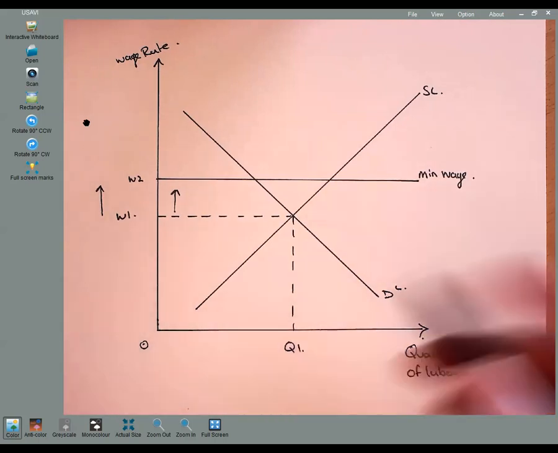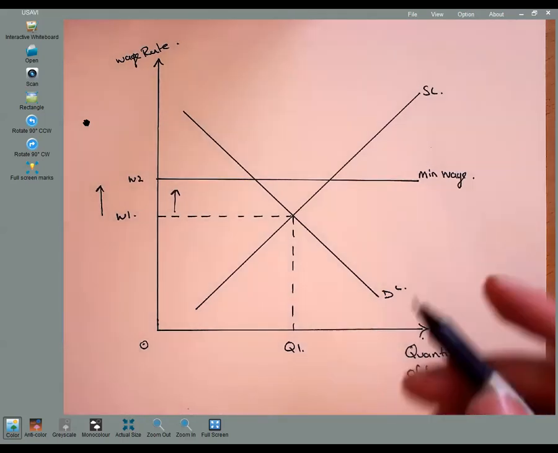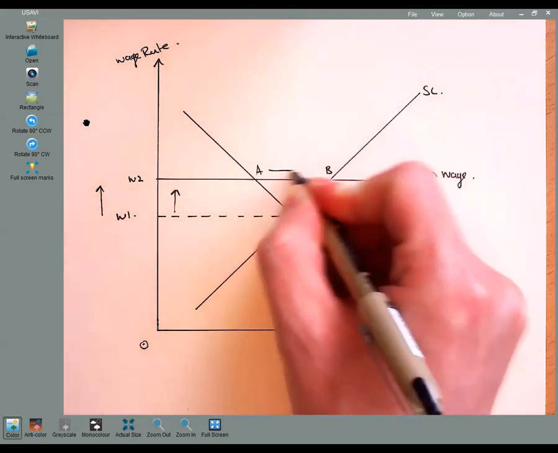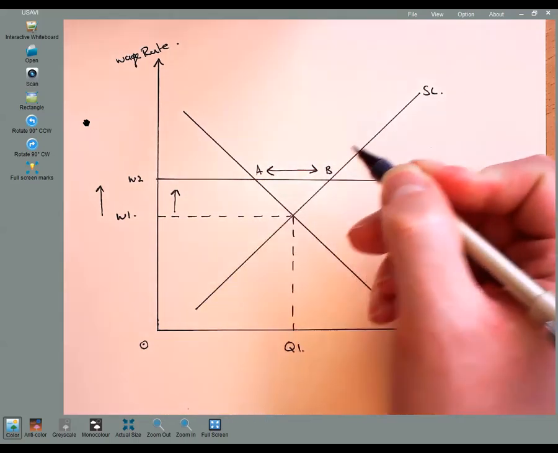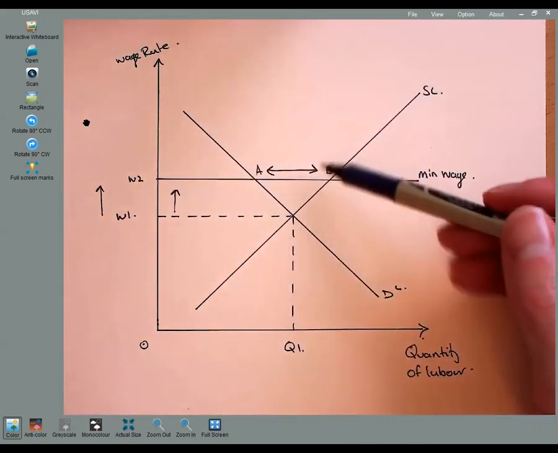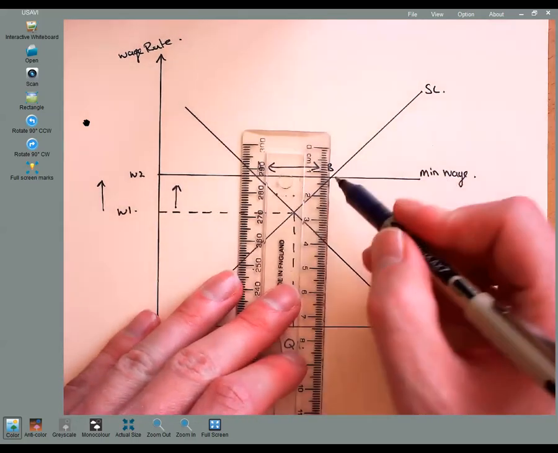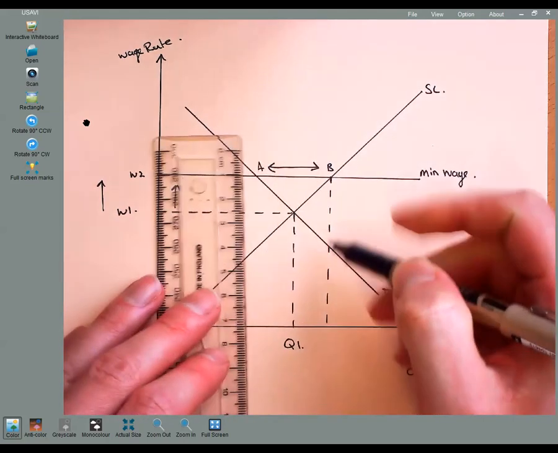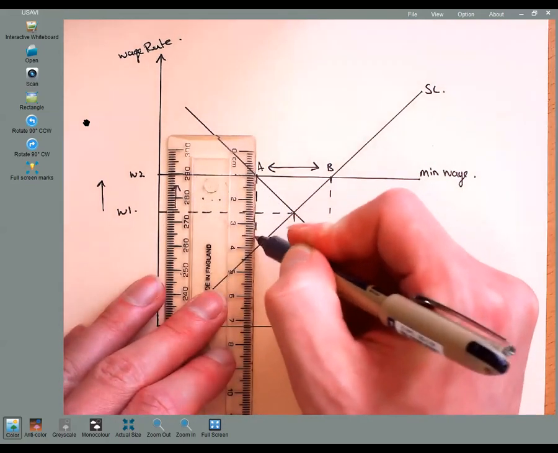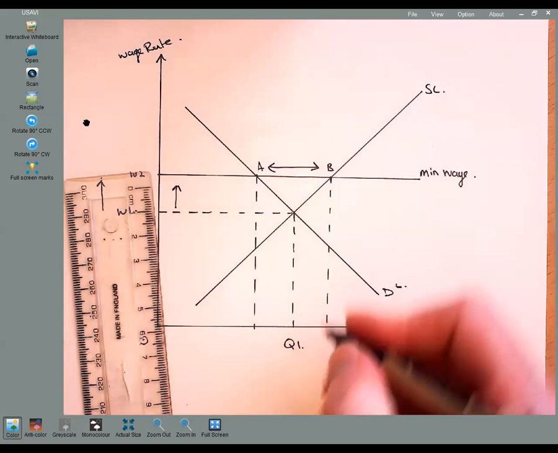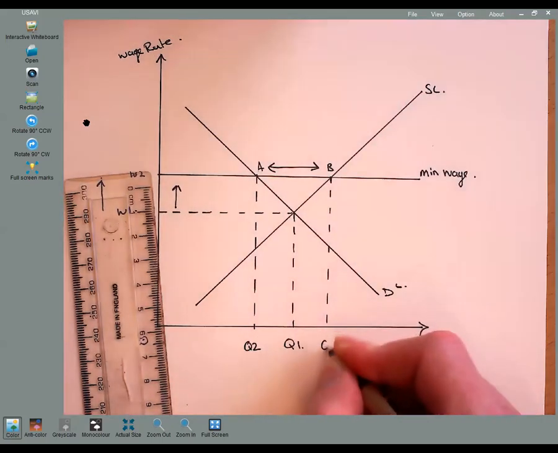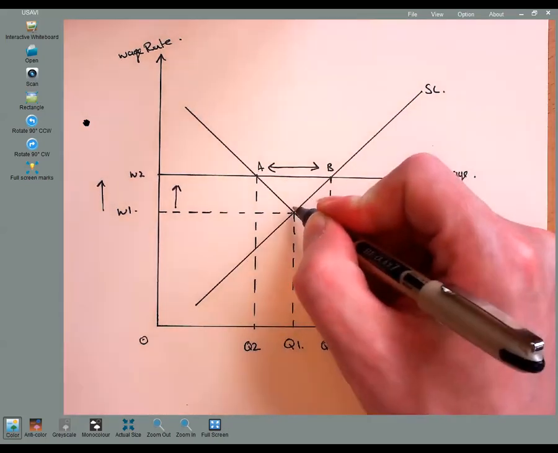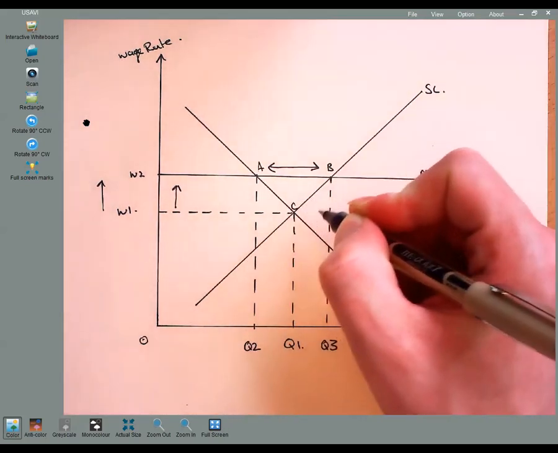And what I'm going to do here to show the effects of disequilibrium, I'm going to do an A and a B. And as you can see here, I've got a situation in which more labor is being supplied than what firms are demanding. So I'm going to finish off my diagram and then I'm going to explain it in a second. So I'm going to call that Q2 and Q3. So there's a lot of movements going on here. So I'll start off first of all.